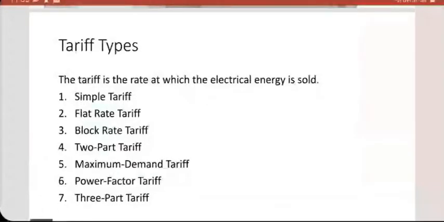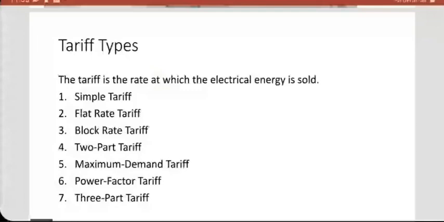Now, how do companies charge money to you or to industry? There are several plans. You should be aware of all this. Simple tariff is simply how much energy you consume multiplied by 7 or 8 rupees. Simplest. For domestic customers, generally, that is the way. Okay. We'll read the name. We'll go through each one carefully.